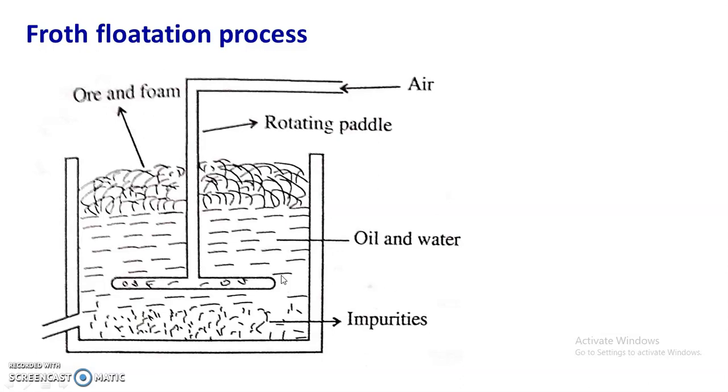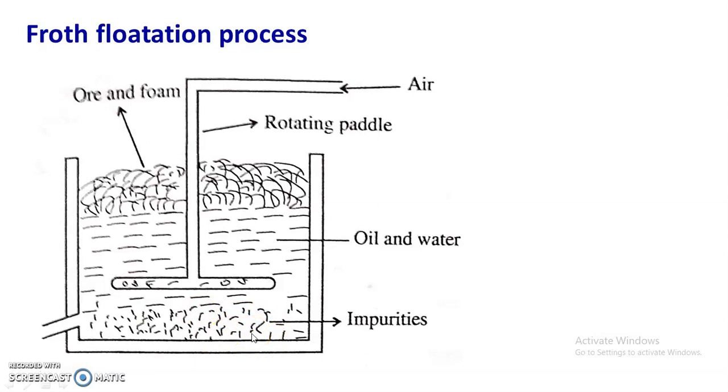And these sulfide particles are floating on the surface of this foam, because these particles are lighter. So these ore particles are further taken out, and hence the sulfide ore is separated from the silica impurities. This is the simple method.